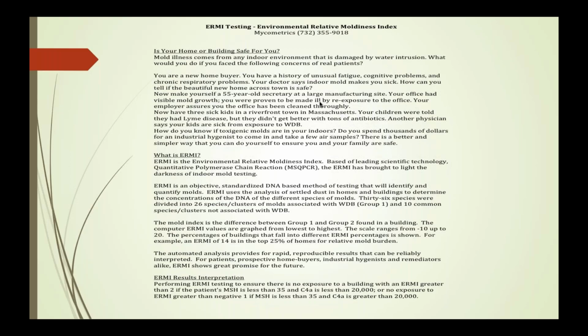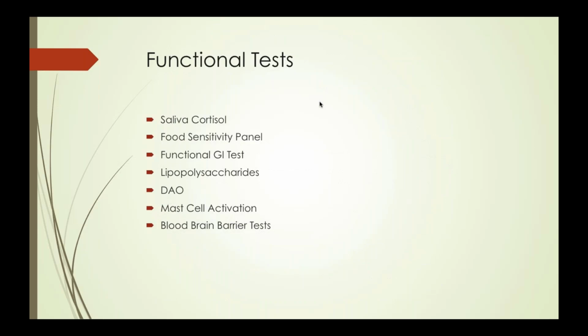Here I've given an instruction sheet. What does this all mean for the individual? Because patients often have questions about it. You can also do some functional tests. Saliva cortisol is helpful, food sensitivity panel because of the leakiness, maybe some functional GI tests or microbiome tests.